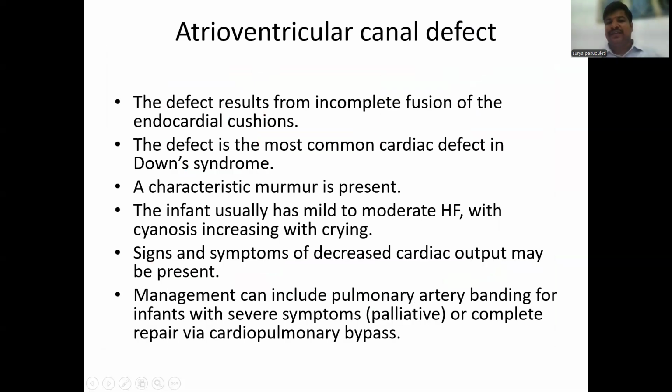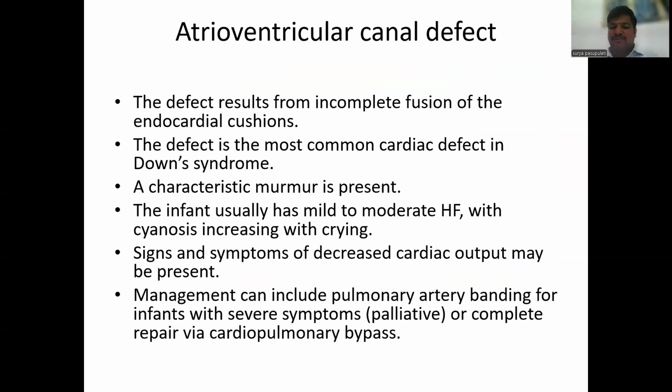And here, this atrioventricular canal defect is associated with Down syndrome. This is also a NCLEX question. The defect that is associated with Down syndrome is atrioventricular canal defect. This also will have characteristic murmurs. The infant usually has mild to moderate heart failure symptoms and cyanosis with increasing of the cry.